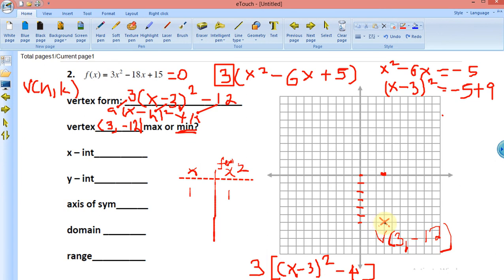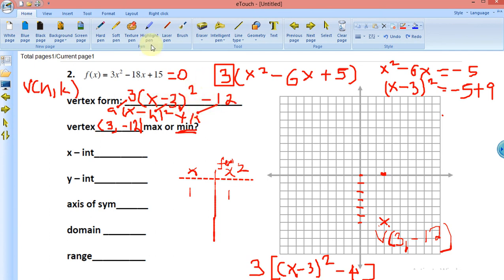1 is not a bad deal. We can still, that's a good one. So now the vertex is (3, -12). So this is 3 now, and we have the standard form already: 3(x - 3)² - 12. So let's just plug in.